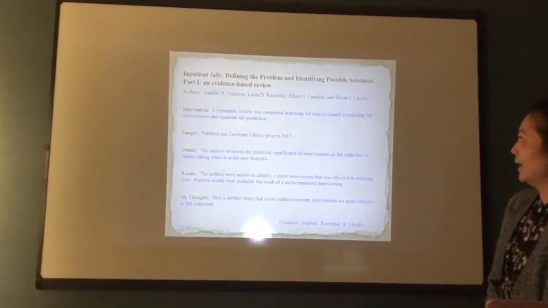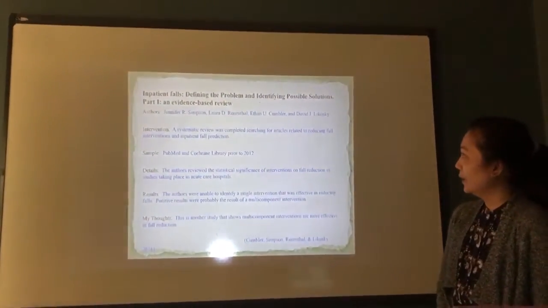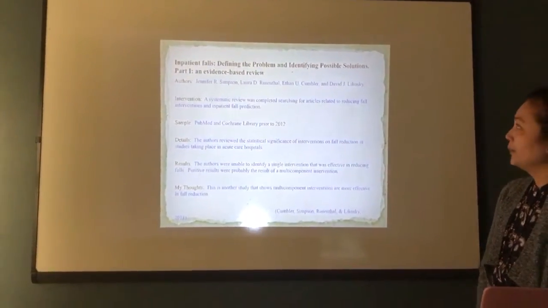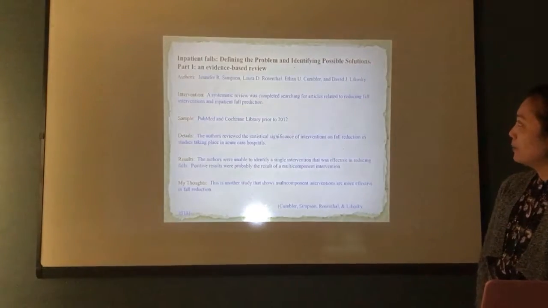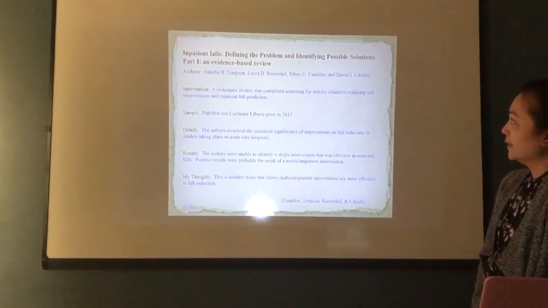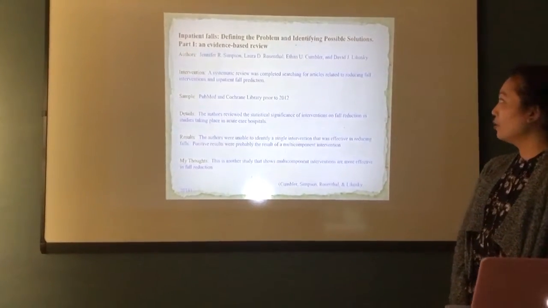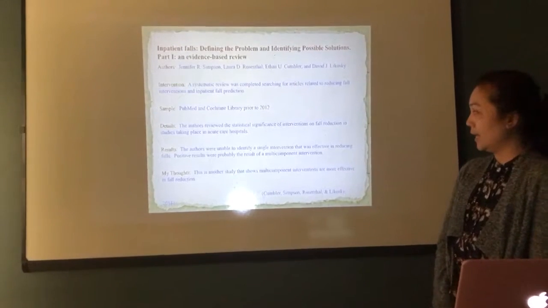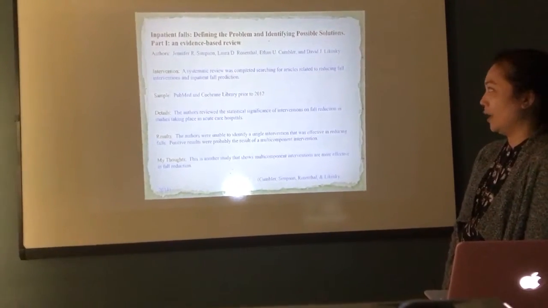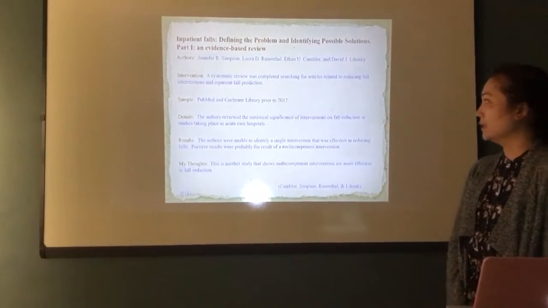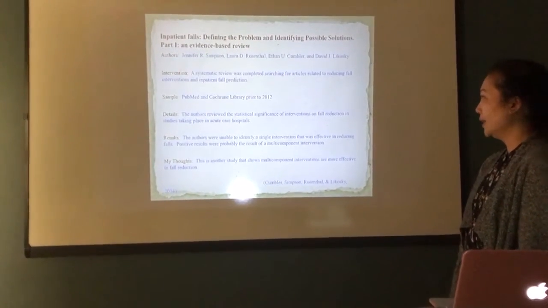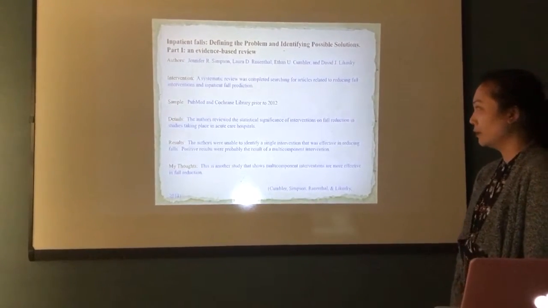So now it's come to my last evidence-based practice article. The last one is Inpatient Falls: Defining the Problem and Identifying Possible Solutions, Part 1, an evidence-based review. The intervention for this research article: a systematic review was completed searching for articles related to reducing fall interventions and inpatient fall prediction. Sample: the sample were from PubMed and Cochrane Library, prior to 2012. Detail: the author reviewed the statistical significance of interventions on fall reduction in studies taking place in acute care hospitals.